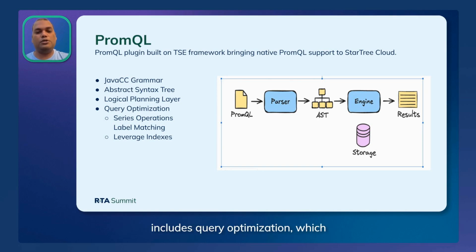The logical planner includes query optimization, which leverages the Apache Pinot indexing mechanisms as well as doing some filter operations. Out of that logical planner, it passes on to the time series engine, and the time series engine executes it and returns the results back. The PromQL plugin gives you the capability that, without doing any SQL translation, you can run PromQL queries natively in StarTree Cloud and build a monitoring dashboard on top of Grafana.